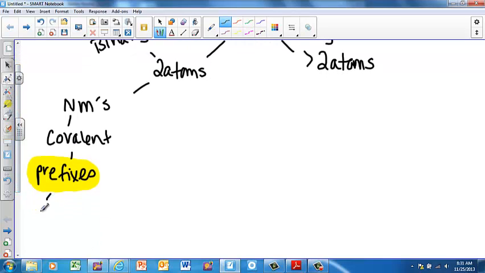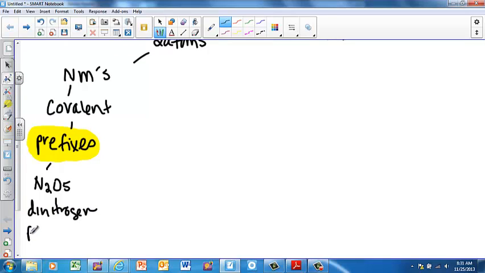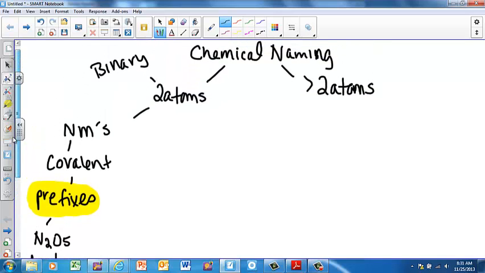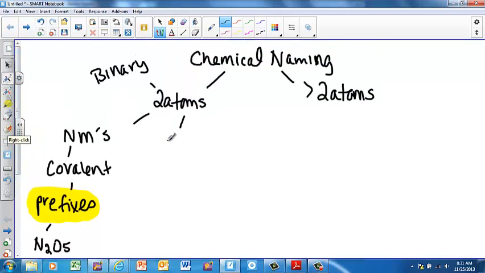So for example, let's do N2O5. Remember the rules: if there's more than one on the first one, it needs a prefix. So this would be dinitrogen pentoxide. Remember, we dropped the A, so it would be pentoxide, as opposed to CO2, which would be just carbon dioxide. That first one only needs a prefix if there's more than one. Okay, so that is two atoms that are both nonmetals.